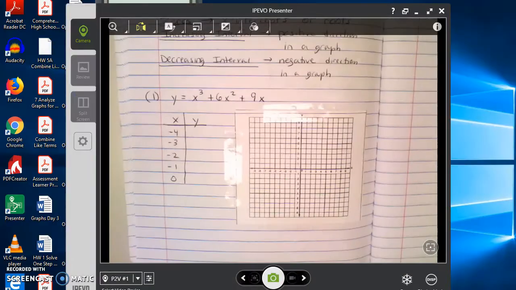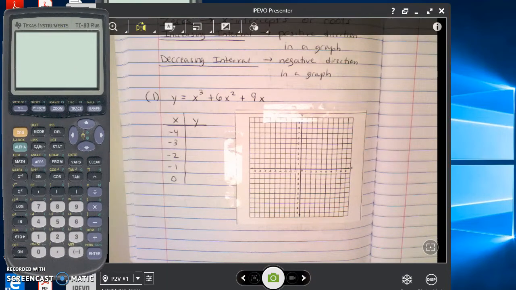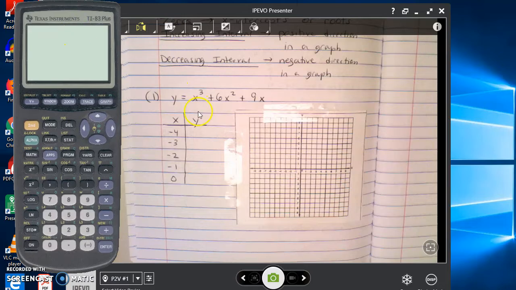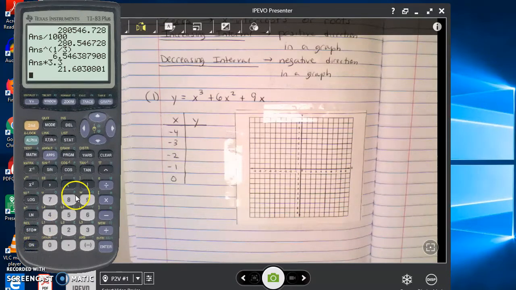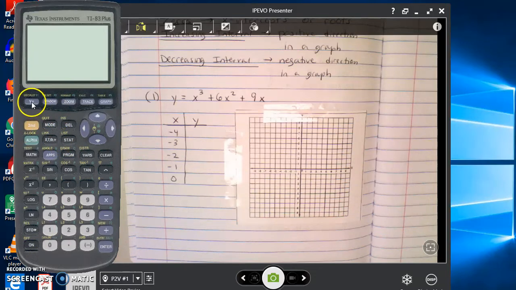I'm going to pull up my virtual TI, so we can use that to kind of help us here. So when you're graphing these equations, you're going to use your calculator. You're going to hit y equals there on the top left, and you're going to clear out whatever's in there.